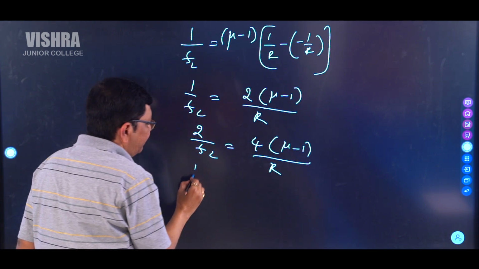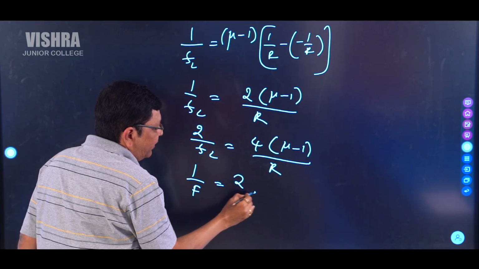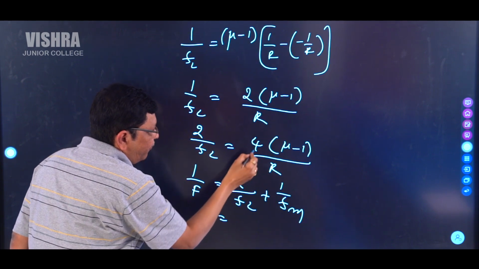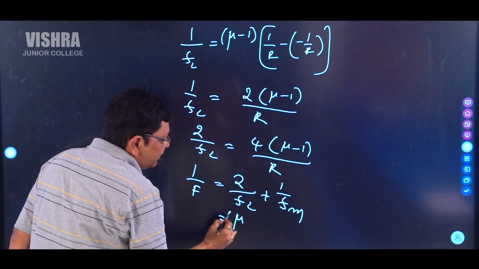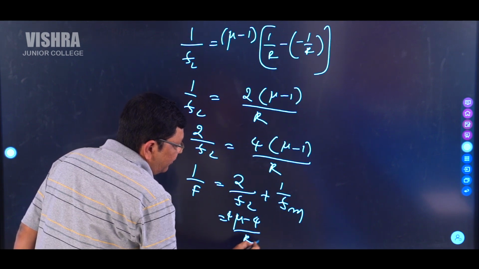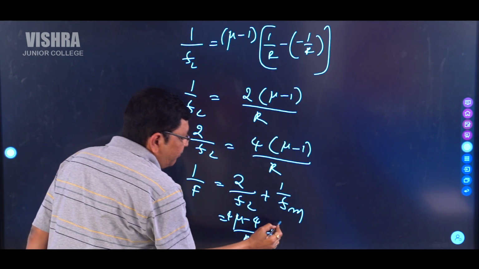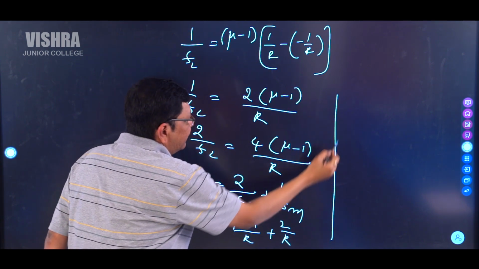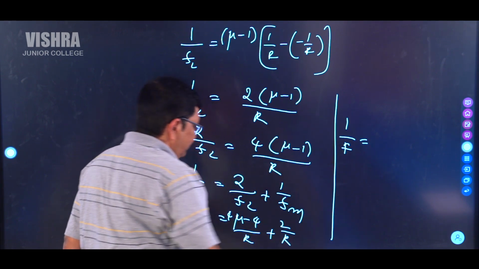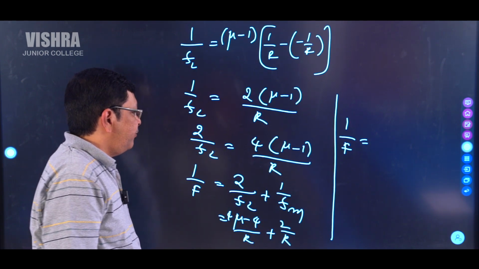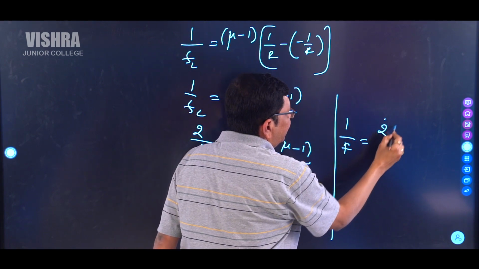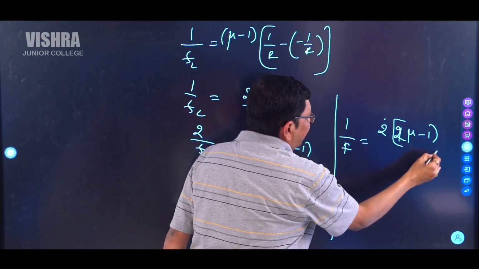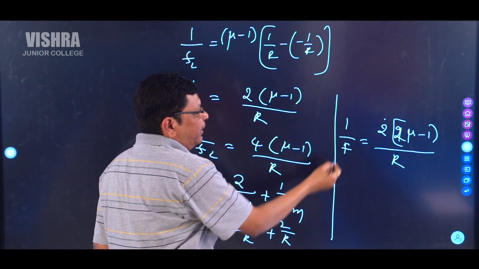Then the equivalent focal length of the total system is 2 by focal length of lens plus 1 by focal length of mirror. That is 4 into mu minus 1 by r, that is 4 mu minus 4 by r, plus focal length of mirror is r by 2, so 1 by this is 2 by r. R is the LCM. And here you will get 1 by equivalent focal length is 4 mu minus 4 plus 2, that is 4 mu minus 2 by r. You can take 2 as common, then 2 mu minus 1 by r. This is the equivalent focal length.